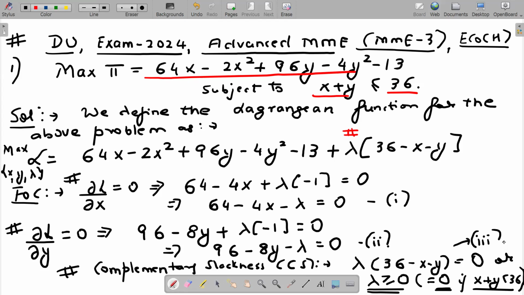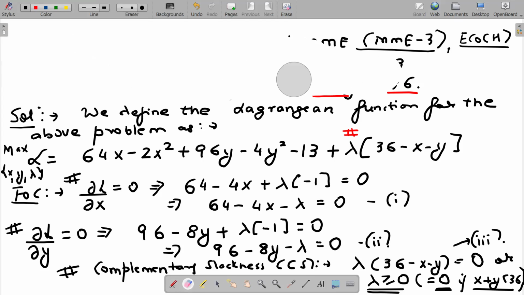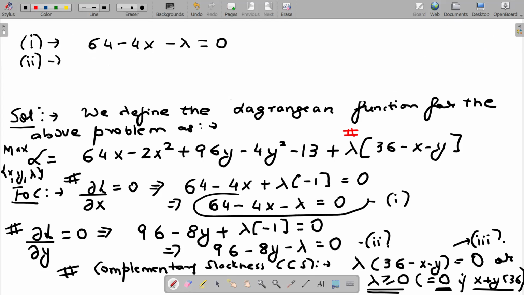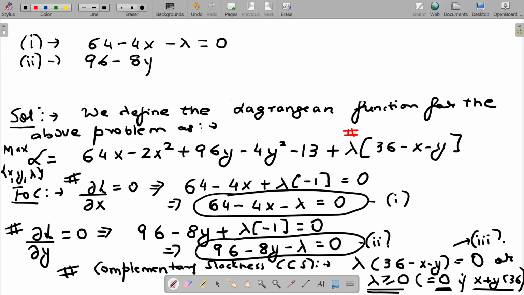So now I'm erasing the initial portion off because we know the question we are doing now. I'm writing the conditions again on the top. The first condition we had was 64 minus 4x minus lambda equal to 0. The second condition is 96 minus 8y minus lambda equal to 0.